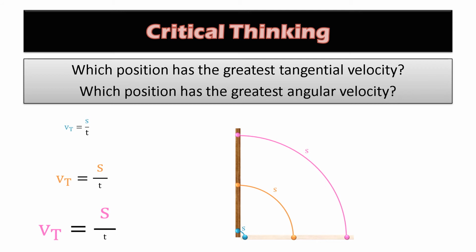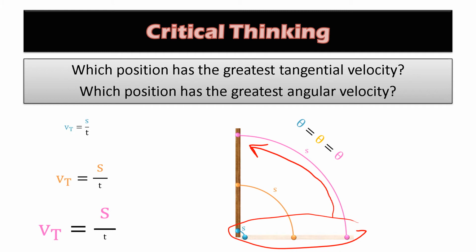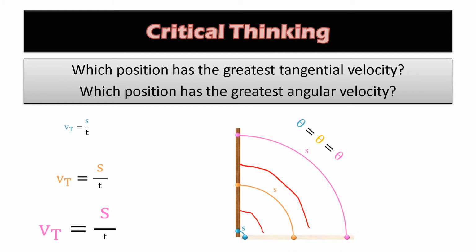But which position has the greatest angular velocity? Pause the video and think about that. Maybe it's a weird question to ask because they actually have the same angular velocity. They're rotating around as one whole unit. So they go through the same angle, 90 degrees. In 90 degrees in the same amount of time, you're going to have the same angular velocity for all of those. Very nice. So that's some good questions there.